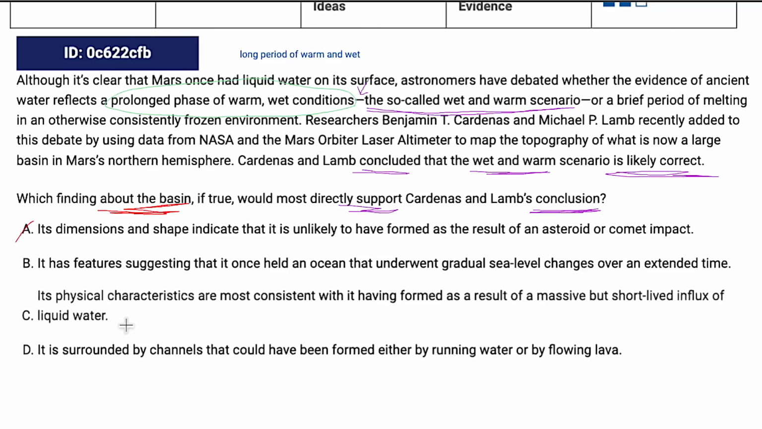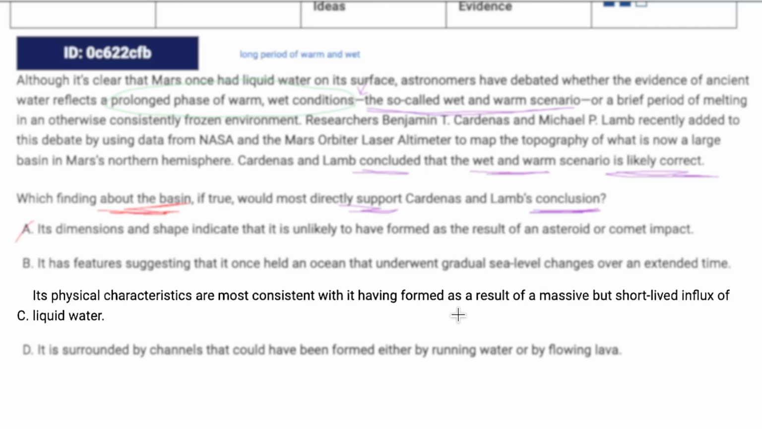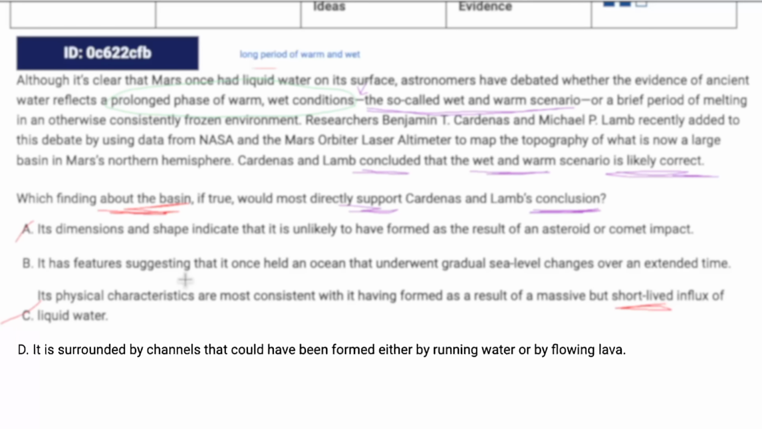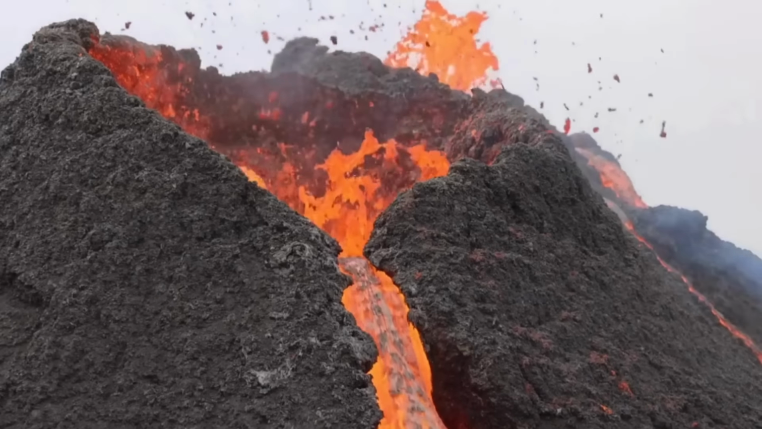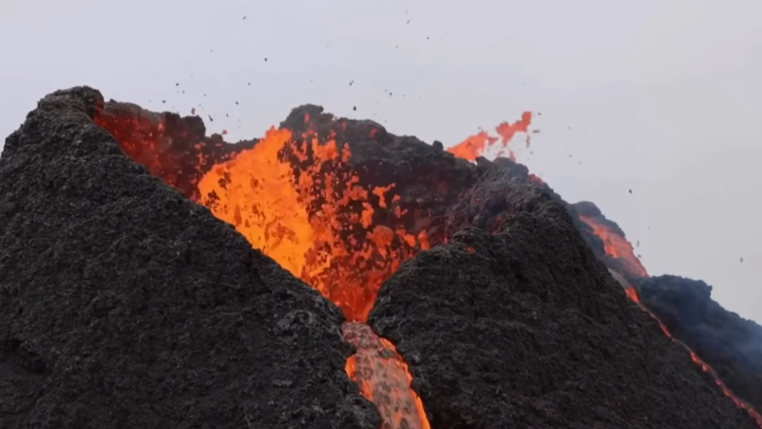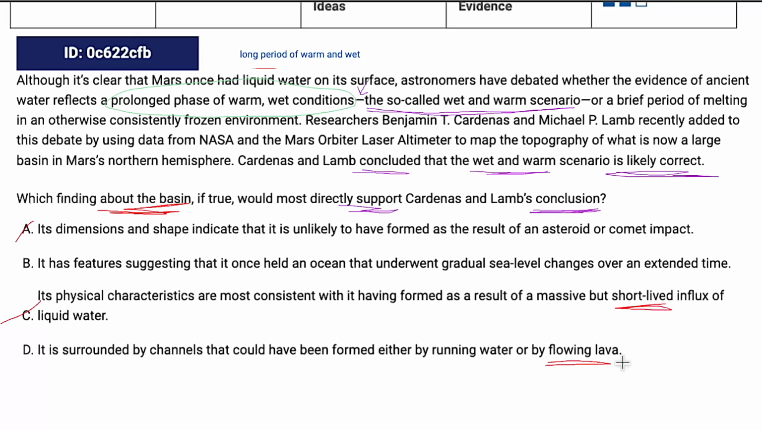I would keep B. C: its physical characteristics are most consistent with it having formed as a result of a massive but short-lived influx of liquid water. So the massive seems fine, but short-lived does not match up with a long period. So C is out. D: it's surrounded by channels that could have been formed either by running water or by flowing lava. That doesn't help at all. I don't know if you could even consider lava as wet. I know it's flowing, but wet is for water, right? So yeah, D wouldn't work either. And then boom, we got our answer, choice B.